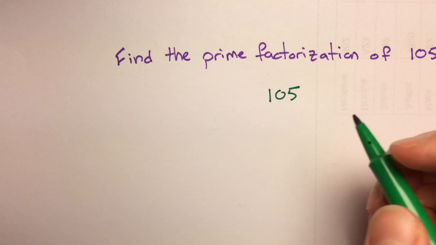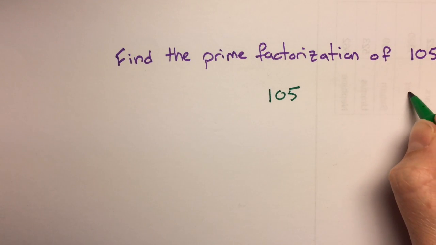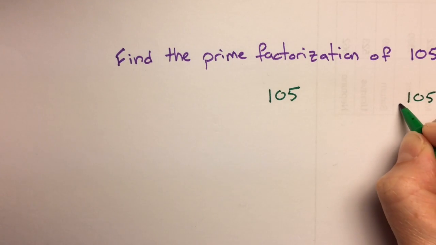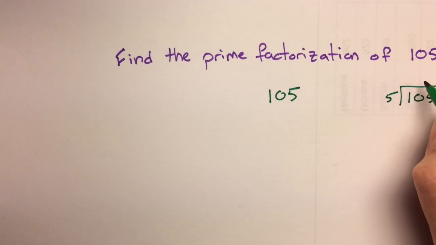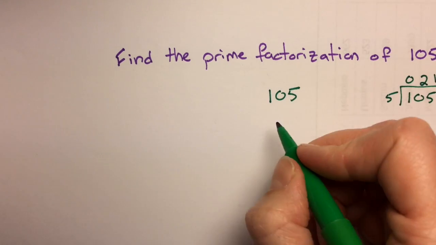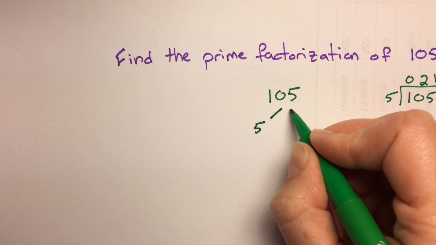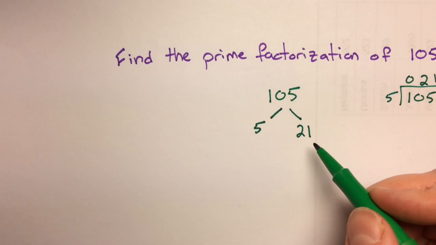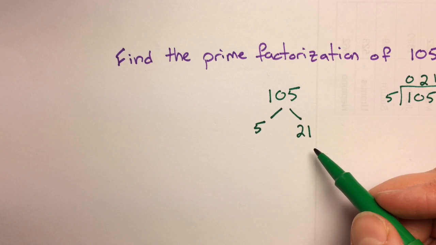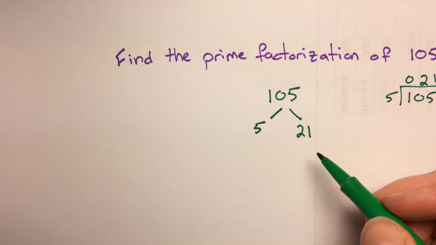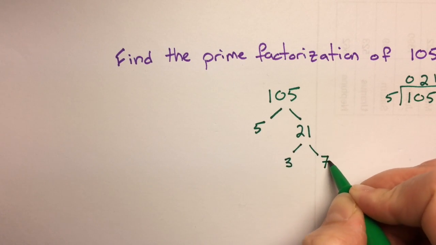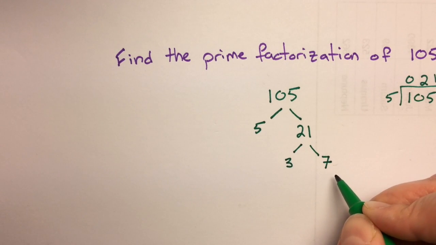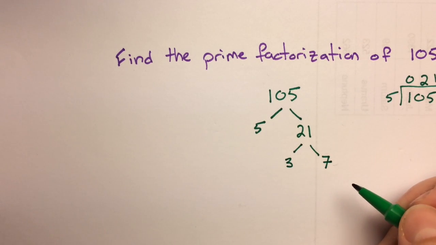I like 5 since that's one that I can do the division with pretty easily, so here's 105. I'm going to divide it by 5 and see what I get. 5 goes into 1 0 times, into 10 twice, and into 5 once, so there's a 21. 5 and 21. Now I look at this number 21. I happen to know that 21 is 7 times 3, so I can pull this down to be 3 and 7. Both 3 and 7 are prime numbers. So I've found my prime factorization.